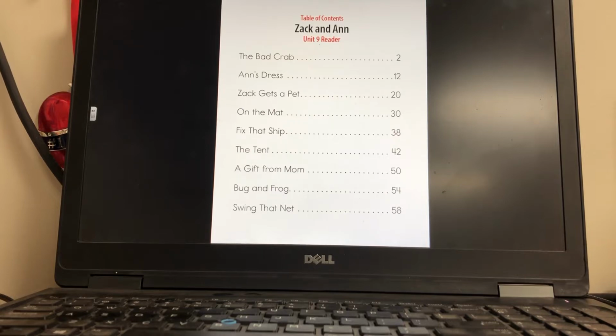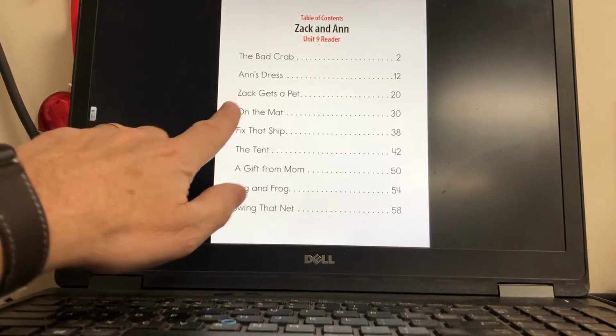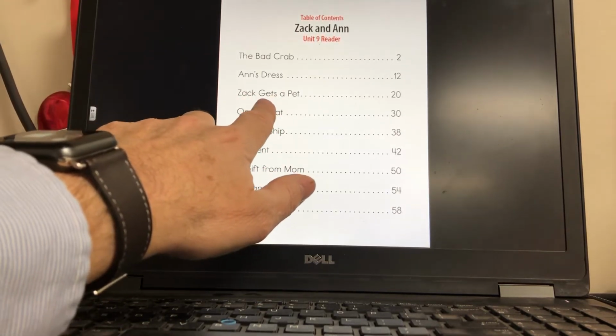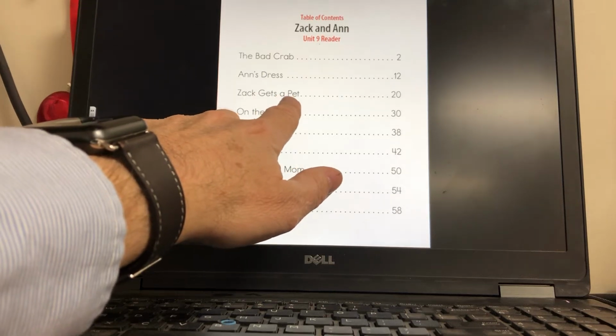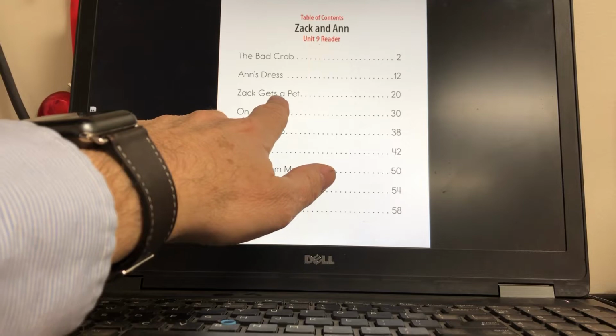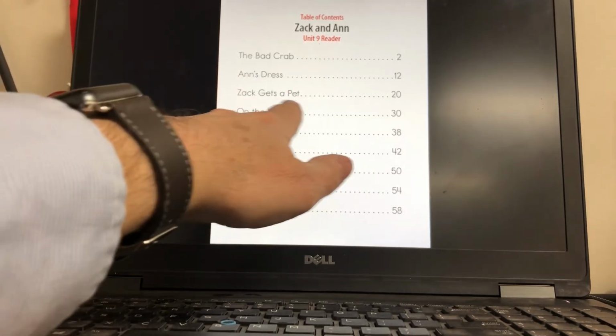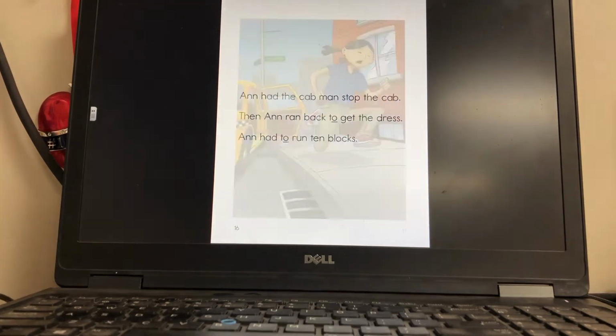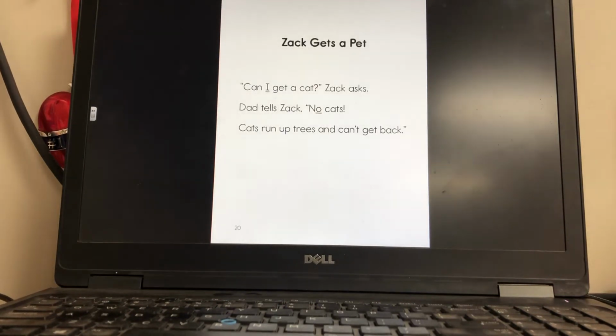First word is Zack. We know that one. Zack gets a pet. Zack gets a pet. What page are we going to read Zack Gets a Pet? Page 20. Let's skip forward. There it is. Zack gets a pet.